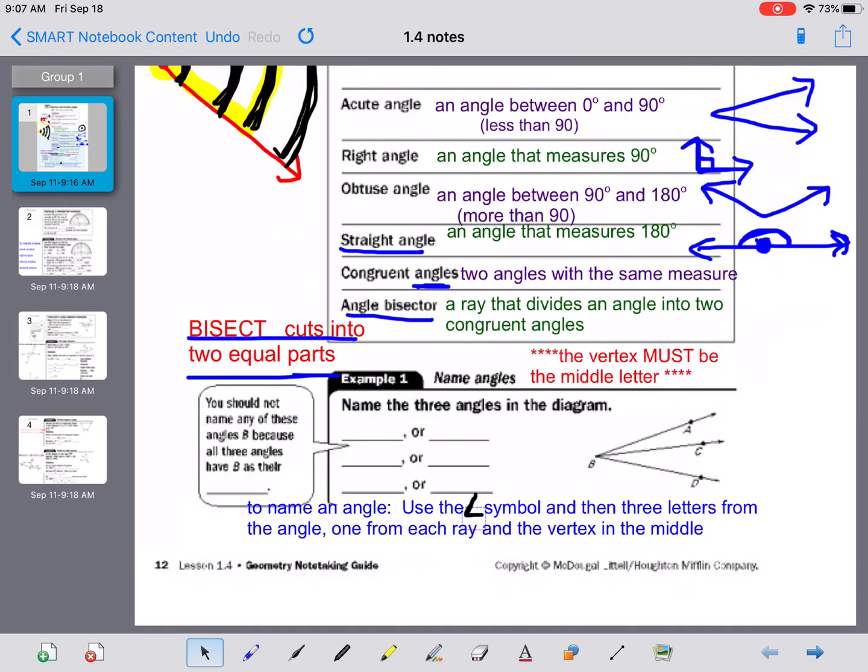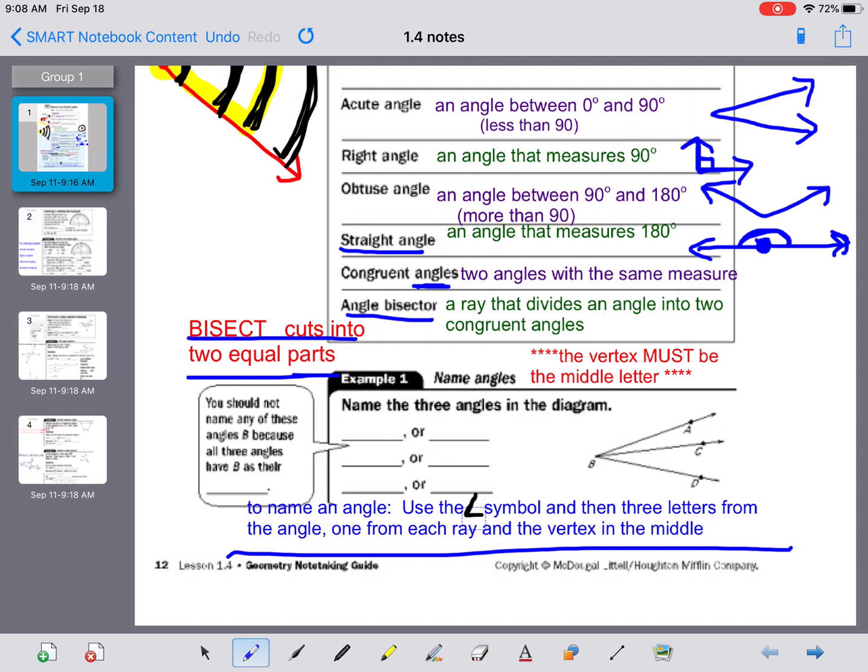Okay, so let's look now at naming angles. We talked a lot about naming a point and a plane and a line and a ray and a segment and the different symbols. So when we name angles, we need to use a name. On the bottom of the page here, I wrote you a note that tells you how to name an angle. Check, I don't remember if I put it on the bottom of your page or not, or if you need to copy this. But to name an angle, we're going to use the angle symbol, which is kind of like that slanted L, and then 3 letters from the angle, 1 from each ray and the vertex in the middle. Okay, so that's our rule for naming our angles.